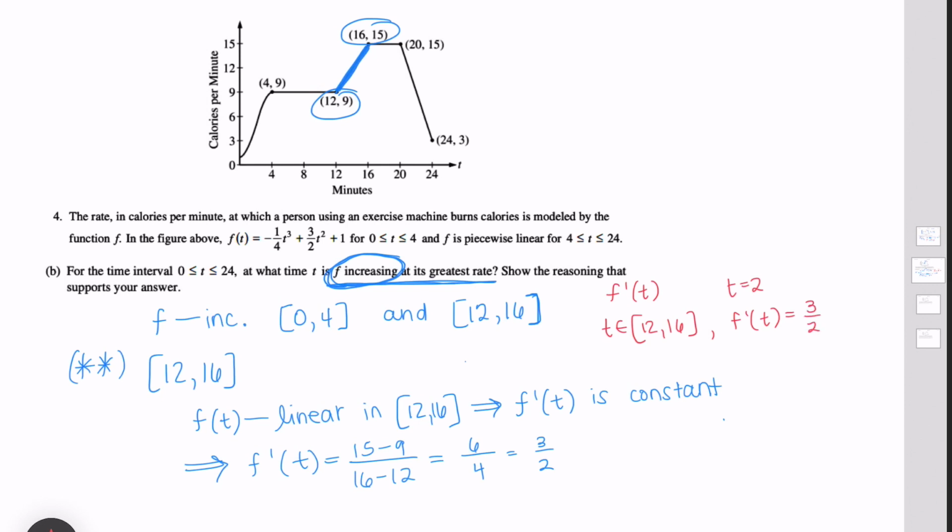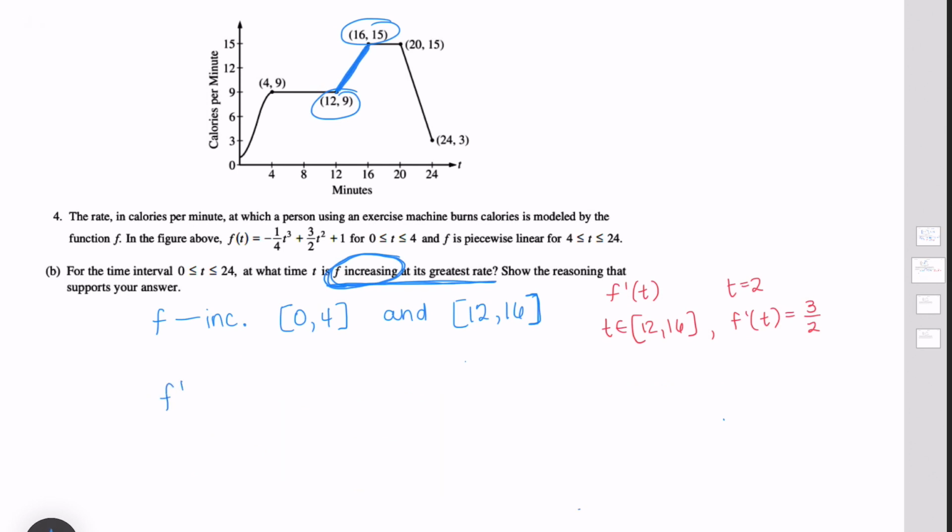Now, basically, what we have to do is compare 3 over 2 with f prime of 2 and see which one is greater. So if we remember, f prime of t is equal to negative 3 over 4 t squared plus 3t. We're interested in f prime of 2, and we get negative 3 over 4 times 4 plus 3 times 4, which is 12. Here the 4's cancel, we get negative 3 plus 12, which is 9. And now we can compare.